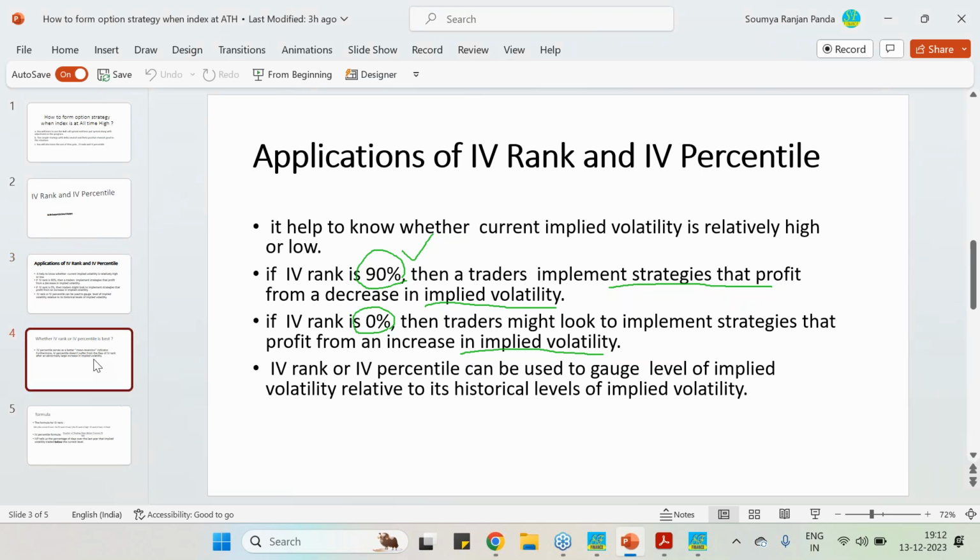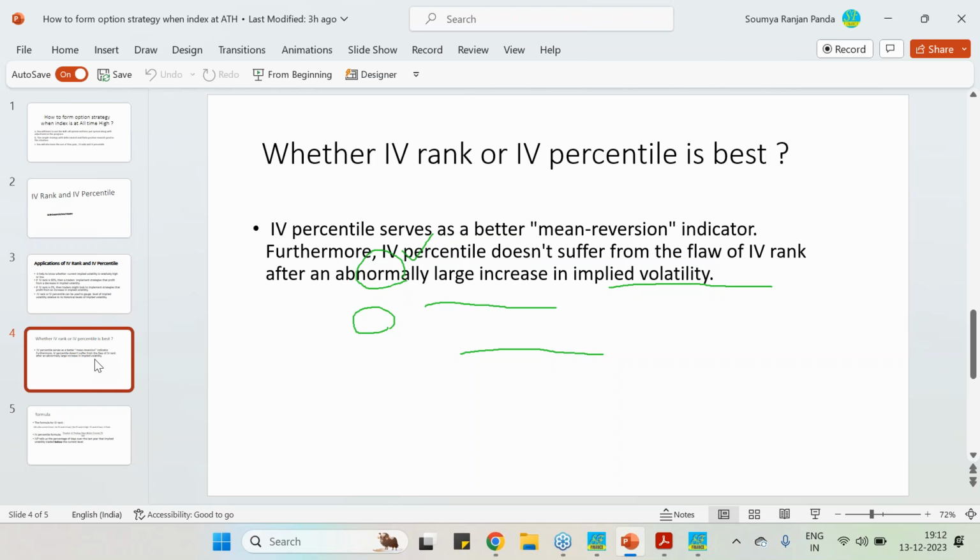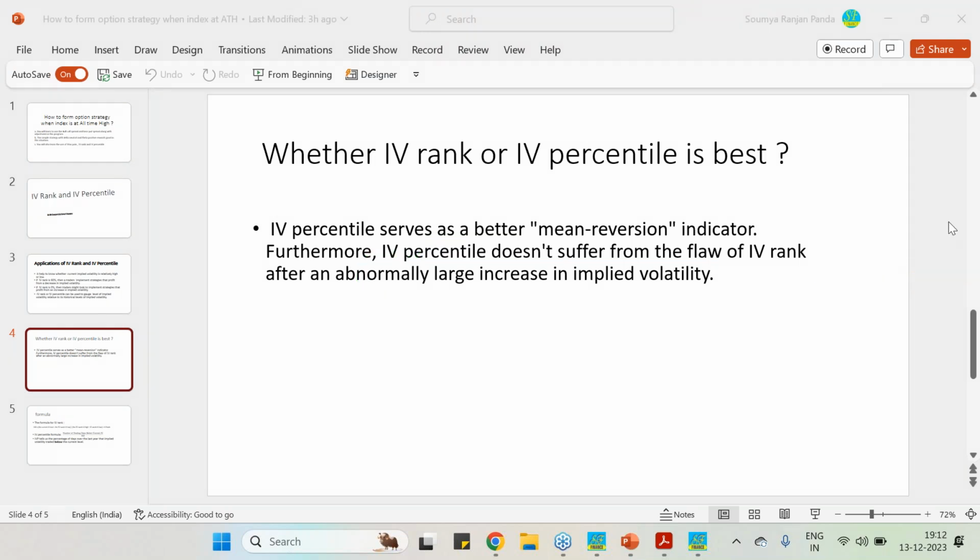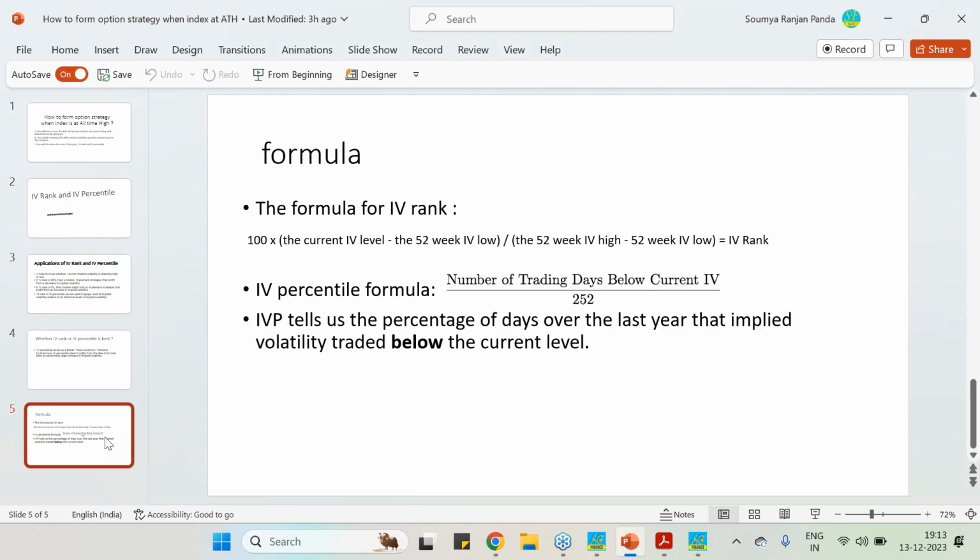So now come to the IV rank and IV percentile formulas. IV percentile serves as a better mean reversion indicator and doesn't suffer from the flaw of IV rank. There are statistical comparisons and all those things, but both are equally important. So how to compute this IV rank? IV rank is a very important parameter. To calculate it, we have to use this formula.